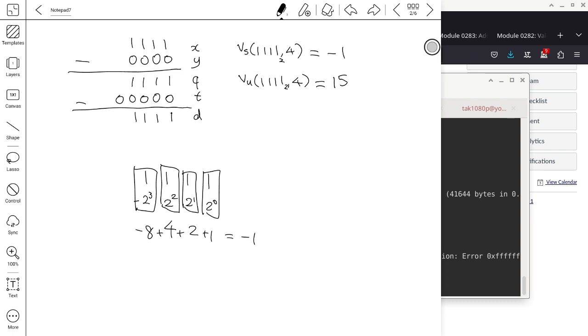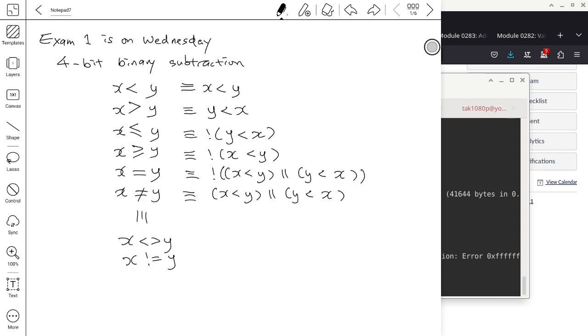So now the question is, how do we do this? How do we know which operand is less than which other operand? So I'm going to add some more to here. So for 4-bit subtraction, T4 equals 1 if and only if VS X is less than VS Y.